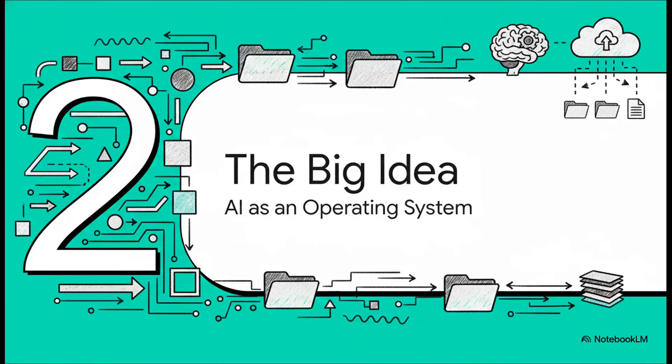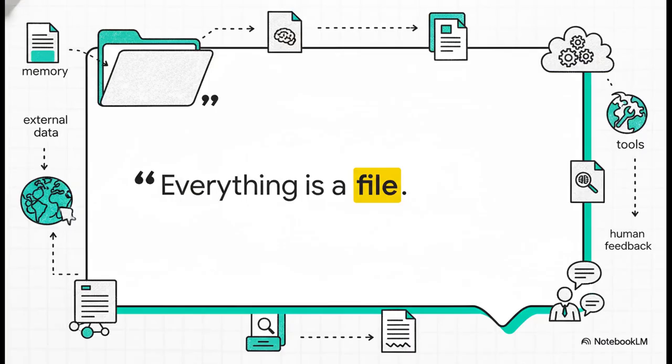So, how in the world do we fix this chaos? Well, the paper proposes this really powerful shift in how we think about the problem, and it is beautifully simple. It all comes down to one single, profound idea, borrowed from the 50-year-old Unix philosophy. Everything is a file. Just imagine that for a second. What if we treated everything the AI interacts with, its memory, its tools, external websites, even our own feedback, as just a simple file in a file system?